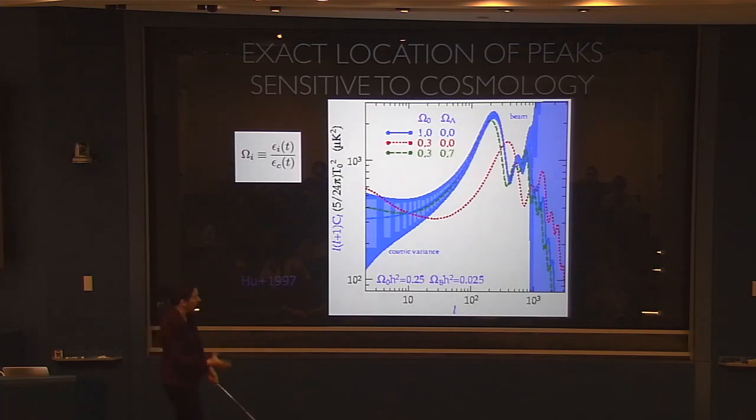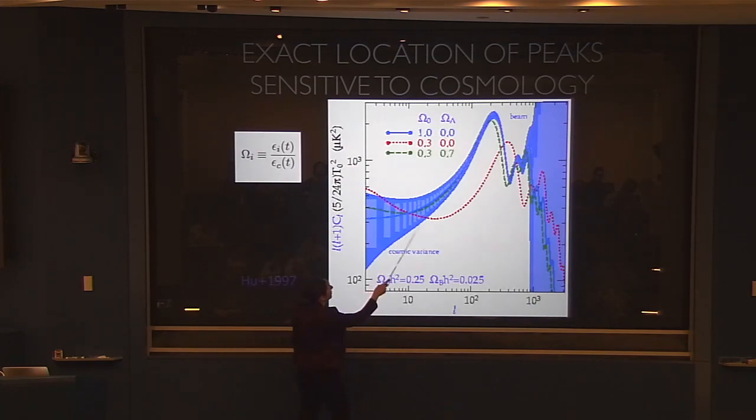Now, of course, one way to parameterize the CMB is to expand it in its spherical harmonics, and that's kind of the typical way we think about the CMB. And so this is just showing the CMB power spectrum here. And you can see from these different curves, you have different values of omega naught, and you have different values of omega lambda, where that's just the ratio of the energy density to the critical energy density at that time.